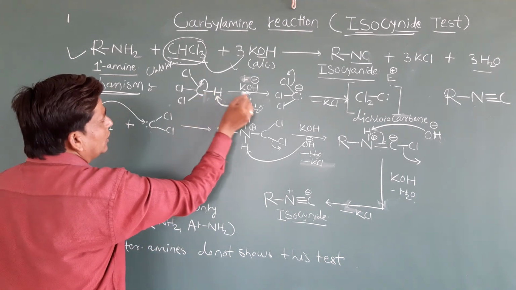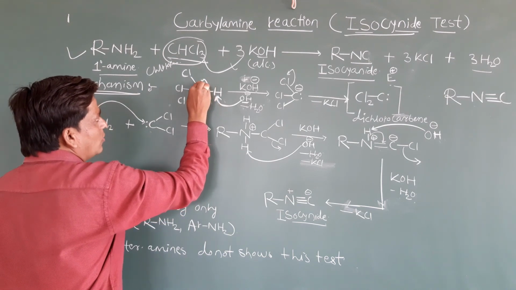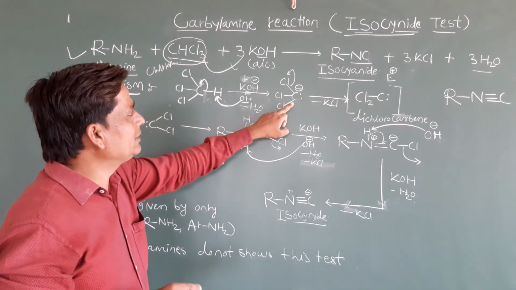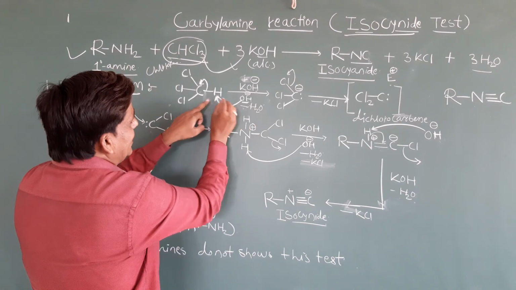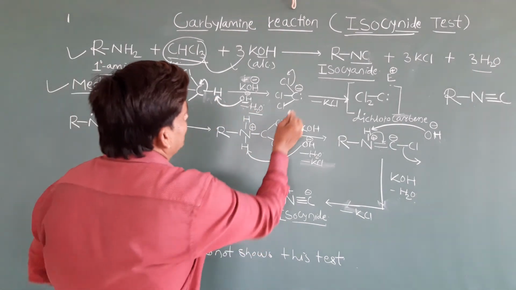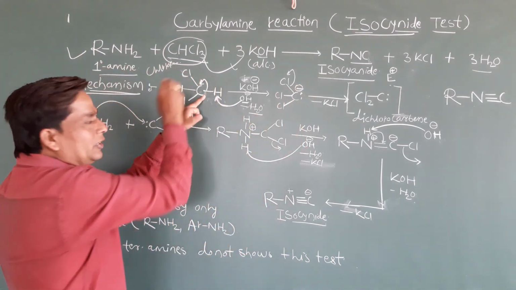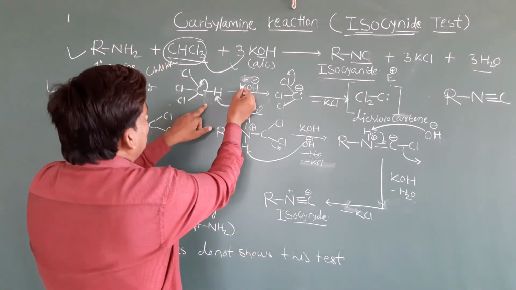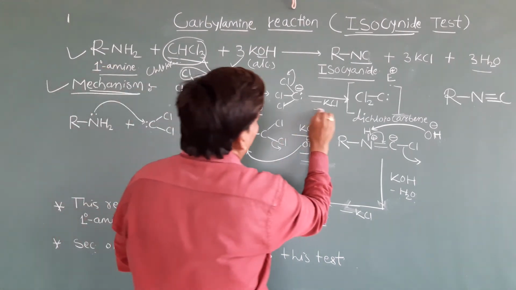Now this OH will abstract this hydrogen, and these 2 electrons will shift towards this carbon. So here we get an intermediate by losing a water molecule. This OH and this H will be removed, and simply we get CCl3 with a lone pair of electrons, carrying the minus charge because the electrons shift. It is an electron-rich center. Then again, this K and 1 Cl, KCl will be removed.